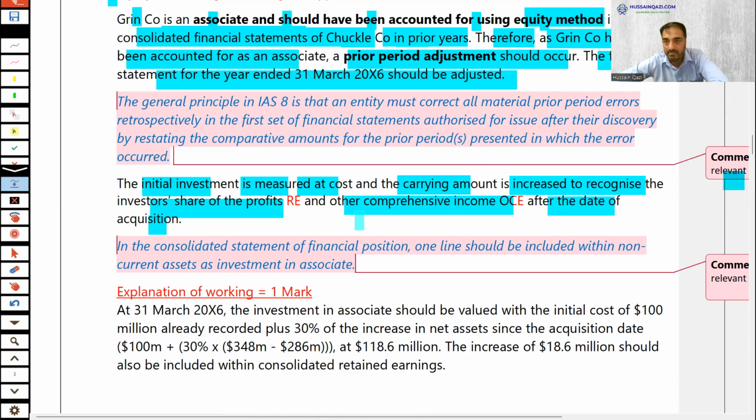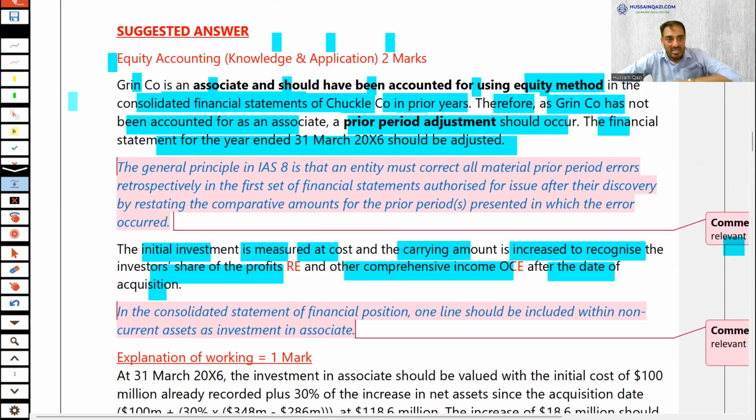That's a point. In the consolidated financial statements, one line should be included with non-current assets: the investment in associate. Once again, this is your knowledge, and that can be used when the requirement is more than 3 marks. First this paragraph, second this paragraph. That's more than enough for 2 marks.